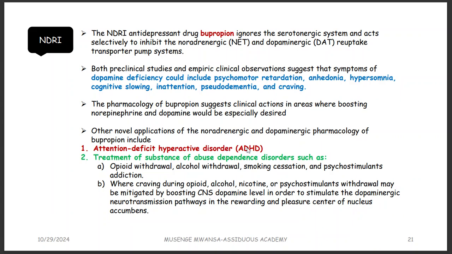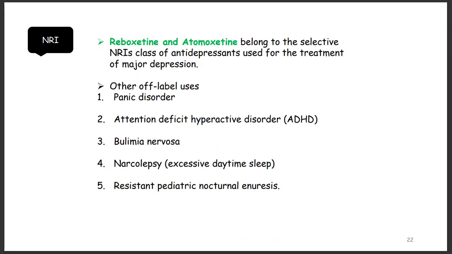It can be used theoretically in attention deficit hyperactive disorder, and also in the treatment of abuse and dependency. For example, someone that is on opioid withdrawal, they can't stop taking opioids, alcohol withdrawal, smoking cessation, and psychostimulant addiction. You can give them these drugs, and then they can help in the treatment of abuse dependence conditions.